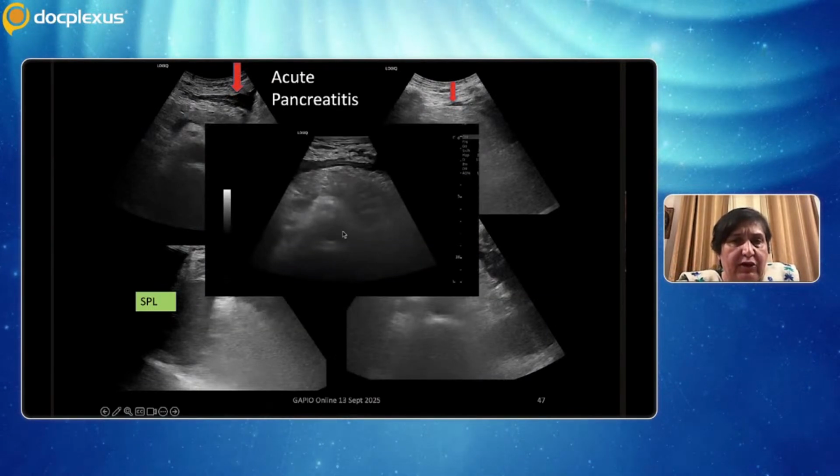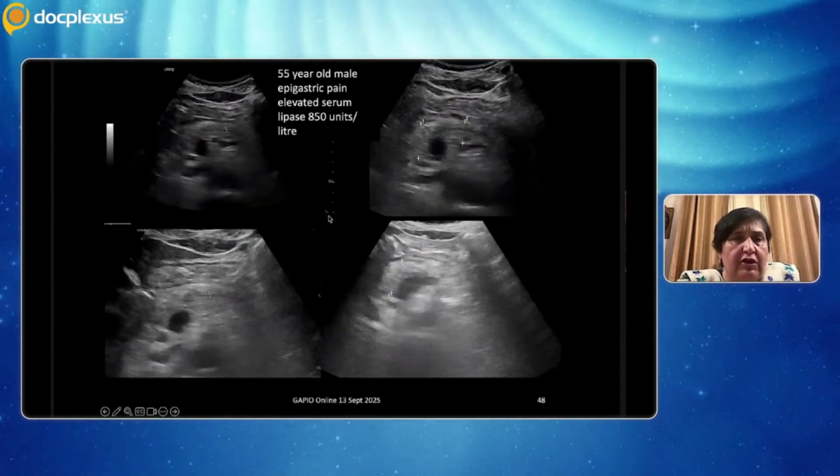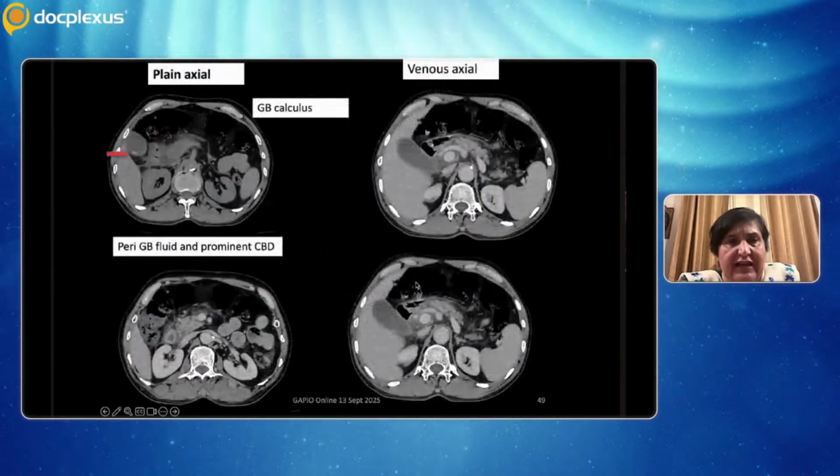This is a blown up image to show you the pancreas over here. This was a 55-year-old male who had epigastric pain with elevated serum lipase, 850 units per liter. And again, you can see that the pancreas is enlarged. You can see the pancreatic duct to some extent, and you're seeing this thin hypoechoic area surrounding the pancreas, again suggesting that there is edema.